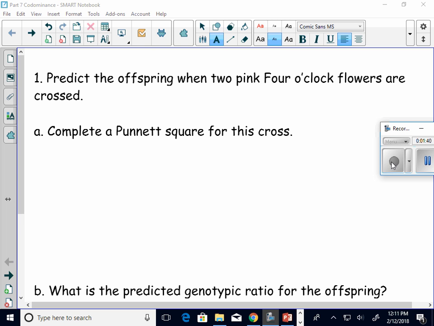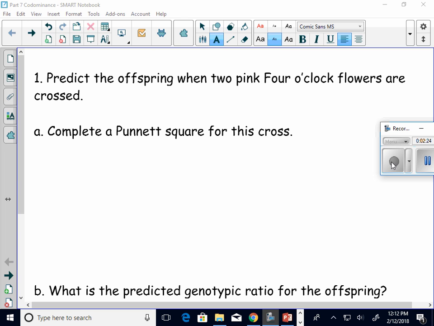Now, the 4 o'clock flowers. A red 4 o'clock flower is signified by lowercase r and is crossed with a white flower, lowercase w. Since there is no dominant trait, we use 2 different little letters for the genotype. So, how are we going to recognize if we have codominance? Okay, think about what I just said. Read that last line again to yourself. How do we know whether we have codominance or not?